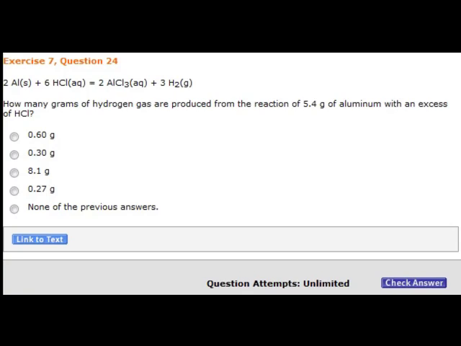Here's a slightly different kind of question, although it really is the same question, but it changes units on us. So again, we're given a balanced chemical reaction, and that's up here. And in this question, it's how many grams of hydrogen gas are produced from the reaction of 5.4 grams of aluminum with an excess of HCl. So the question's not in moles, now it's in grams. So steps are the same.